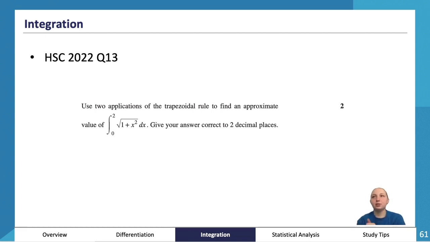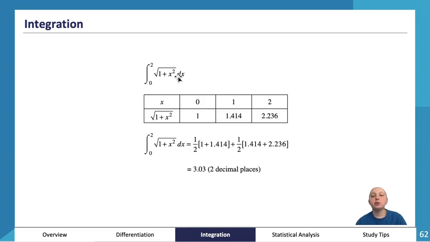First things first, this trips a lot of people up. 2 applications means that you're creating 2 trapezoids. 2 trapezoids means you're going to have 3 x values. And 3 trapezoids means you'll have 4 x values, and so on. So in order to answer this question, what we want to do is create 3 x values that are all equidistant from one another. In this case, pretty easy. We've got 0, 1, and 2. They're all 1 unit apart from each other.